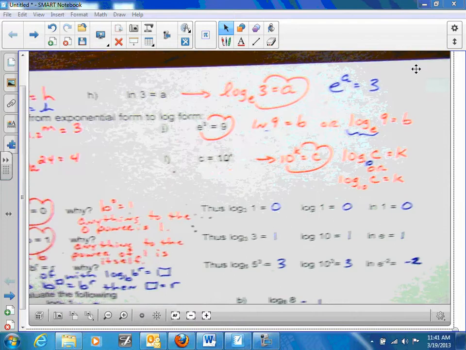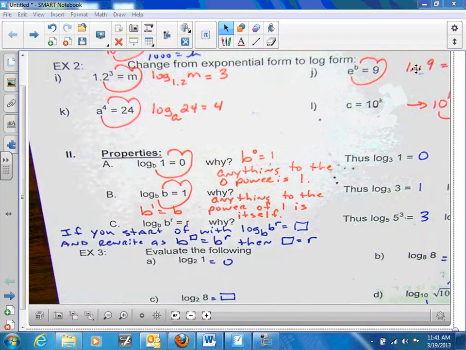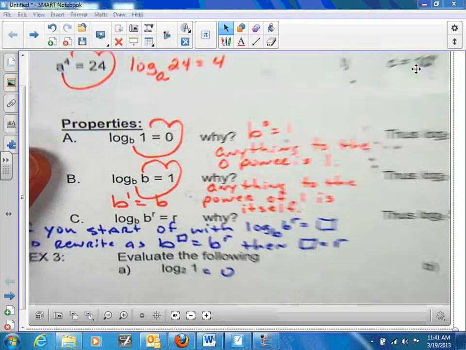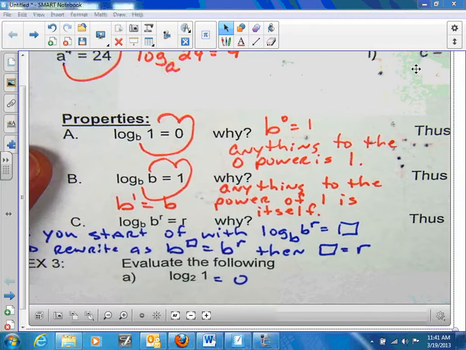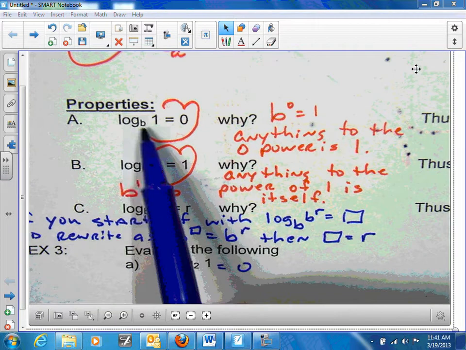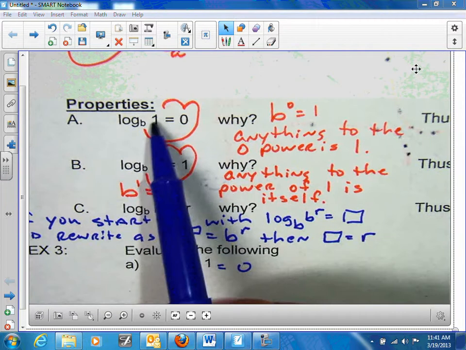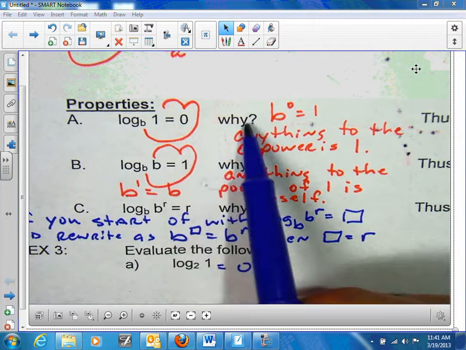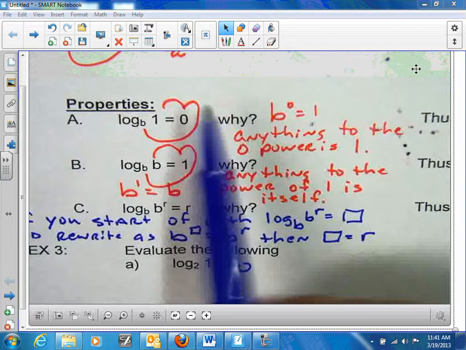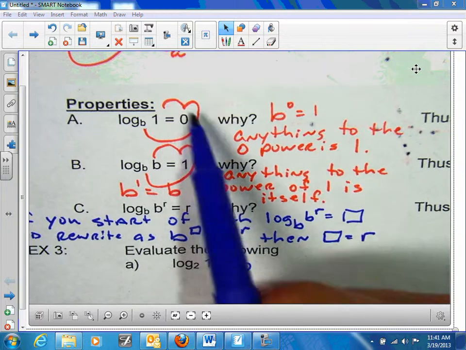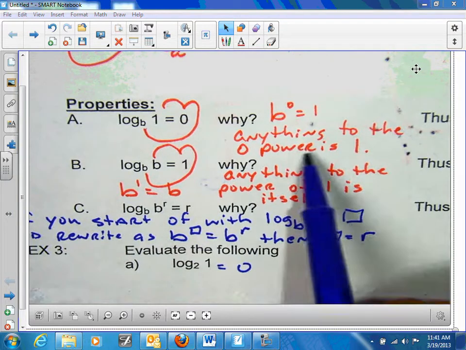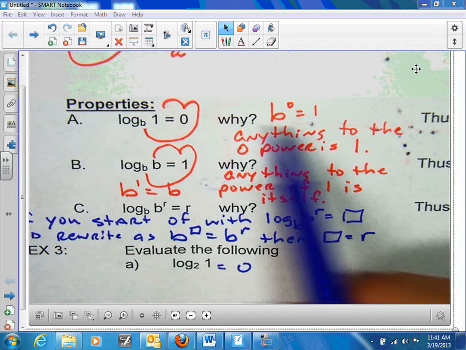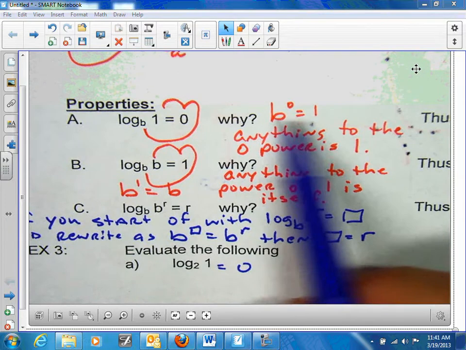Now, here are 3 properties you definitely need to know. These 3 properties are pretty vital today. The first property: log base b of 1 equals 0. Why is this so? Because if you put it in exponential form, b to the 0 power is 1. Anything to the 0 power is 1. So we just proved that using exponential form.